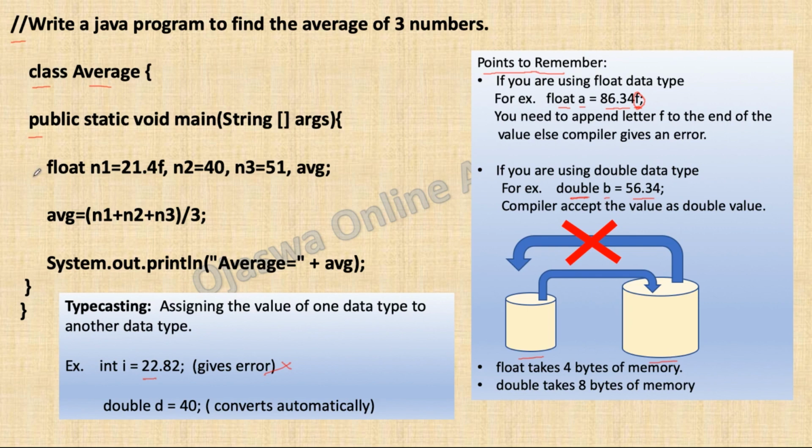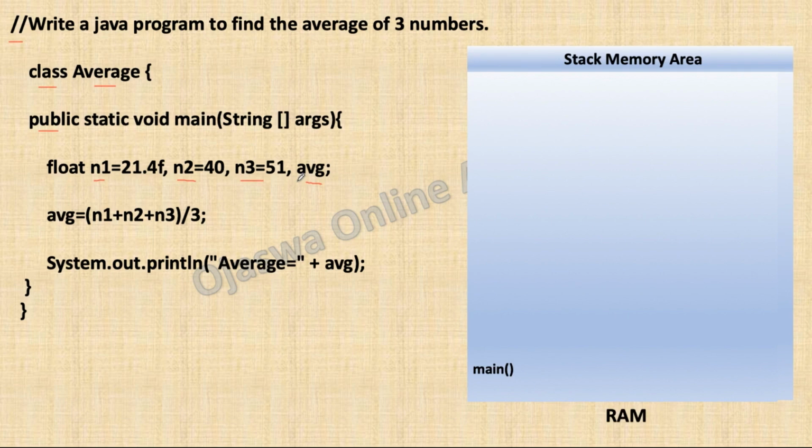Coming back to the program, here we have defined 4 variables, n1, n2, n3 and avg. And the data type declared is float. So as soon as the interpreter reads this line, what happens inside the memory? Memory for variable n1 is reserved. We have assigned the value 21.4 to variable n1. So the value 21.4 will be stored inside the memory reserved for variable n1. Comma is part of the syntax. If you want to declare or define many variables on the same line, you can use commas.